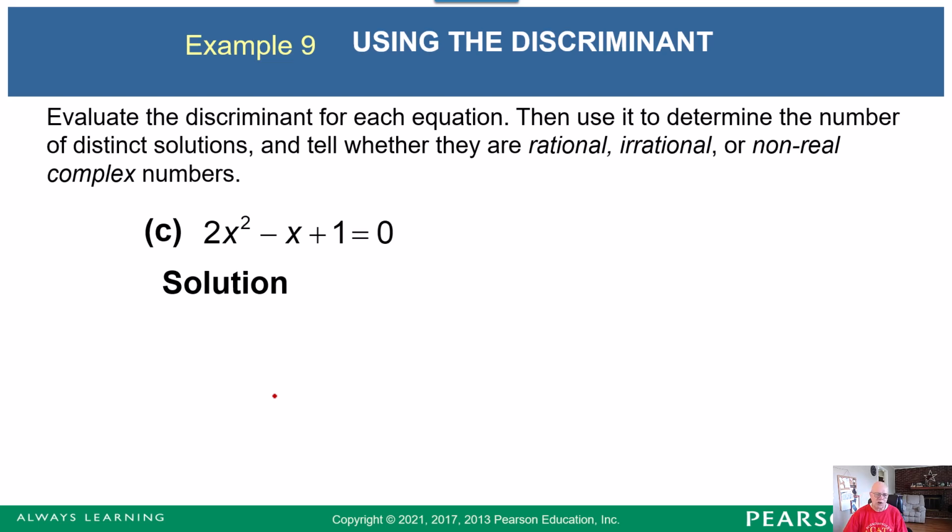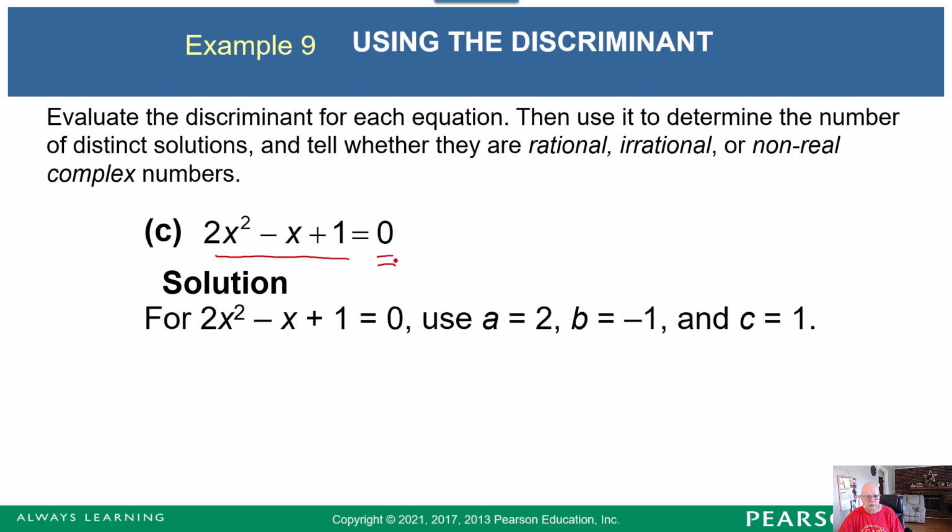Last of all, this is already in standard form because you see the 0 there. So you can pick out your A, your B, and your C: 2, -1, and 1 in that order. Put it in b squared minus 4AC, you get a -7. Immediately, because that's negative, it means you're going to have two complex solutions. That means there's going to be an i in there somewhere.